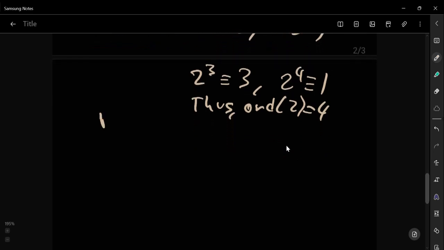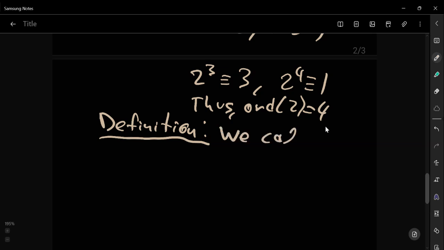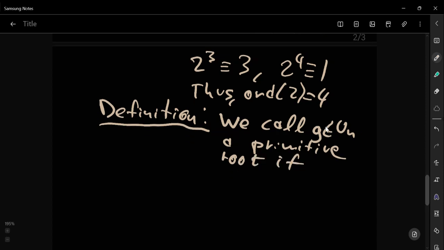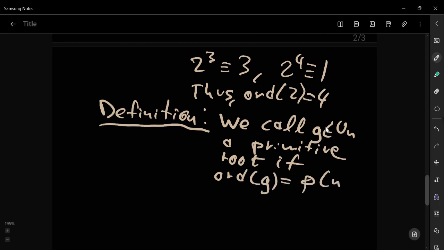Now let's make another definition. So these elements like 2 in Z modulo 5 have a special property, namely that the order is just phi of n. And so they have a special name, and we call g in Un a primitive root if the order of g is equal to phi of n. So, for example, 2 would be a primitive root of 5.